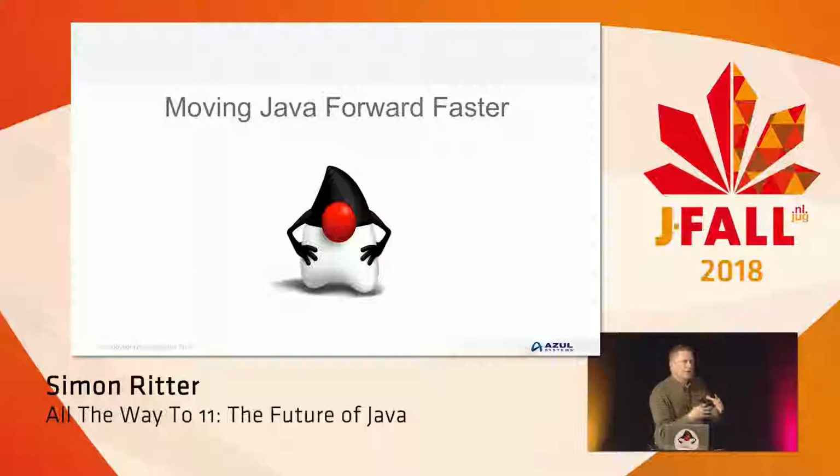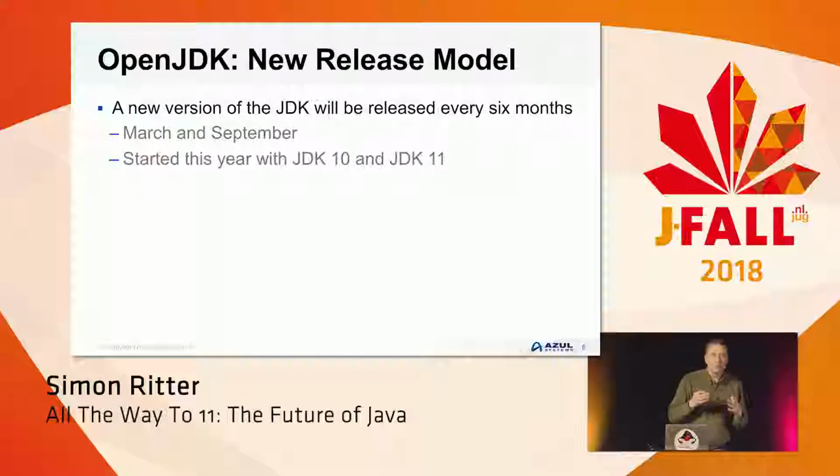OK. So now, the other thing that happened when JDK 9 came out was that Oracle decided that they wanted to change the way that they develop and deliver Java. And they came up with this catchy phrase, moving Java forward faster. What does that actually mean? Well, I'm sure most of you are probably aware of some of these things, but let's talk a bit about what's really changing with the JDK.